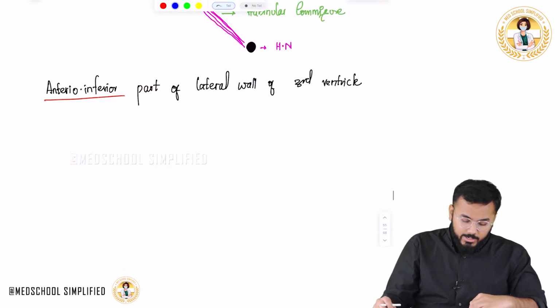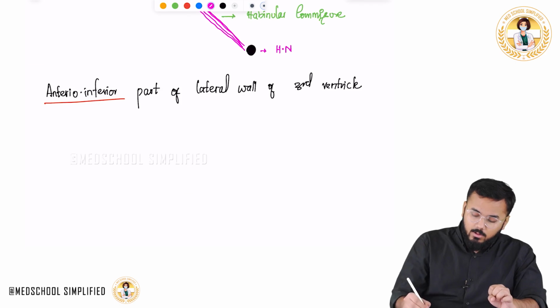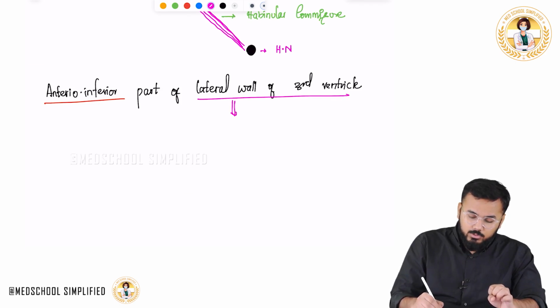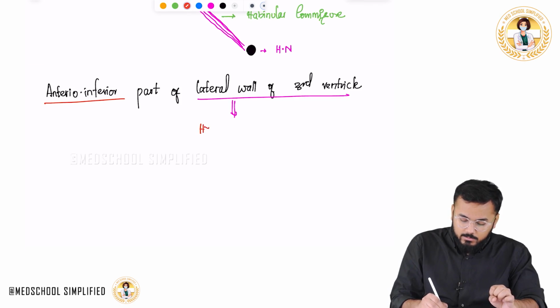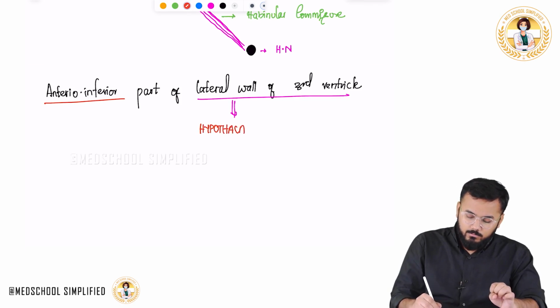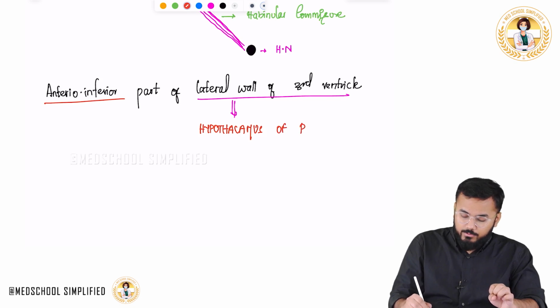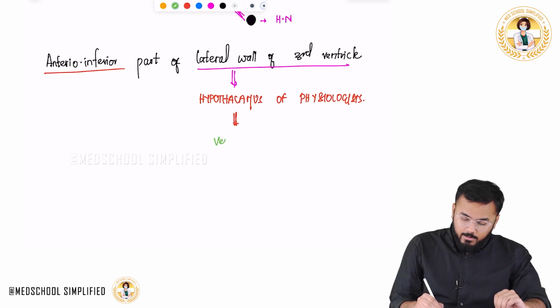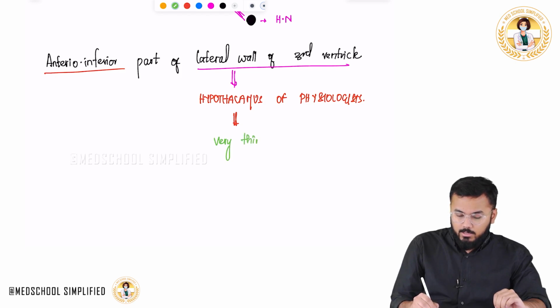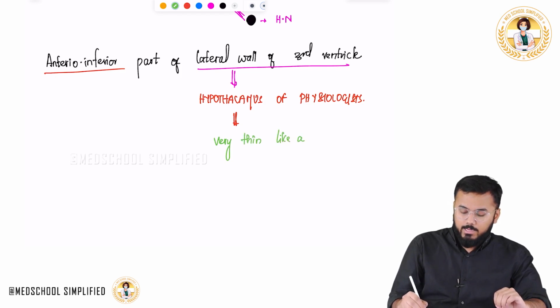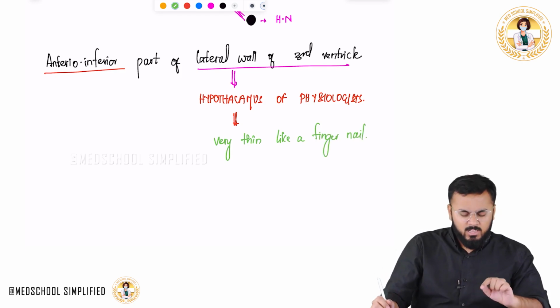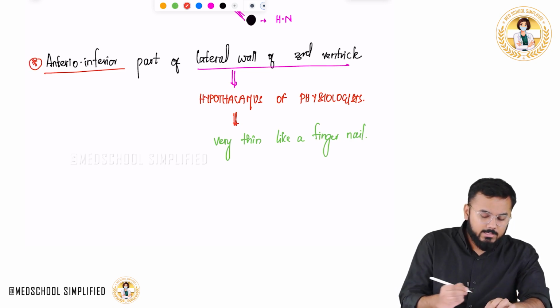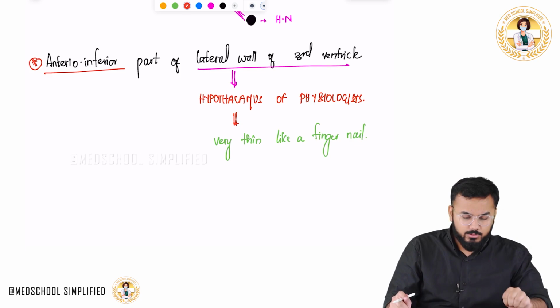So what you need to write here: the antero-inferior part of the lateral wall of the third ventricle is called the hypothalamus of the physiologist. This wall is very thin, like a fingernail. So this is just a point which you need to remember. Let us say this is a fact-based point which you need to remember.